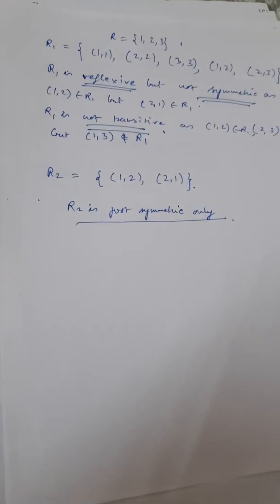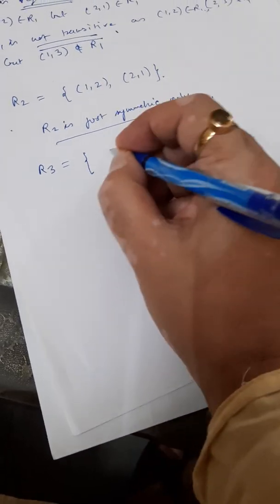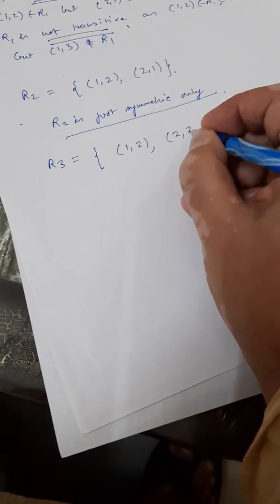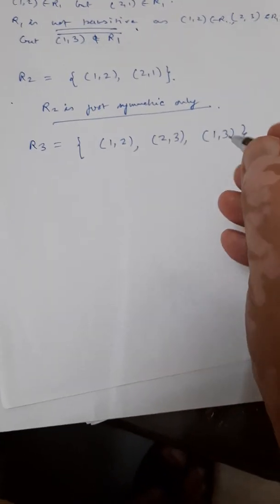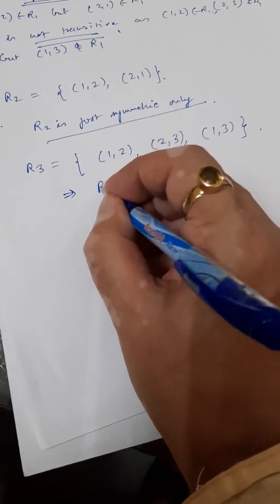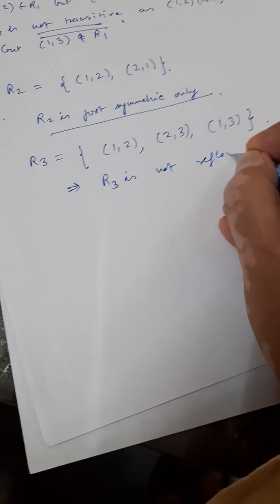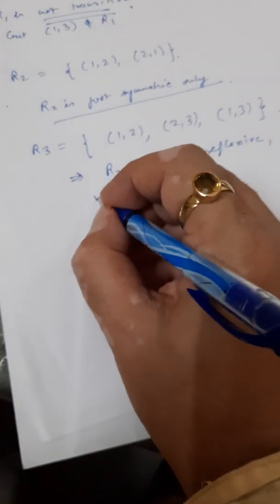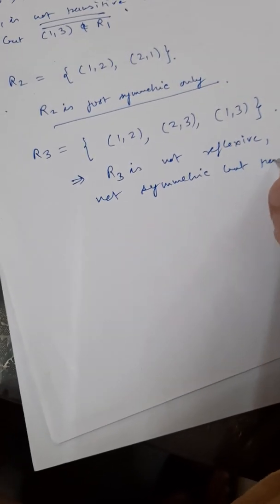Now, what about transitivity? I want to have the relation which is not reflexive, not symmetric, but transitive. So R3 is (1,2), (2,3), and (1,3). Obviously, it's not reflexive, not symmetric, but it's surely transitive. So R3 is not reflexive, not symmetric, but transitive.